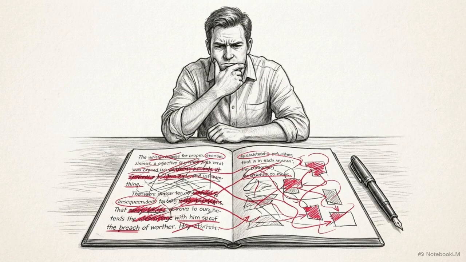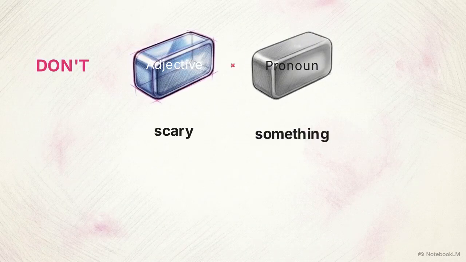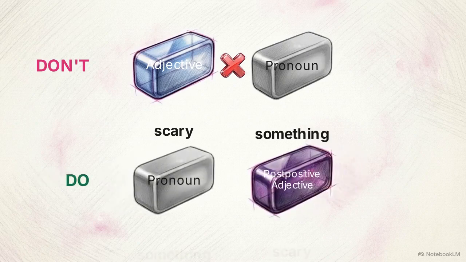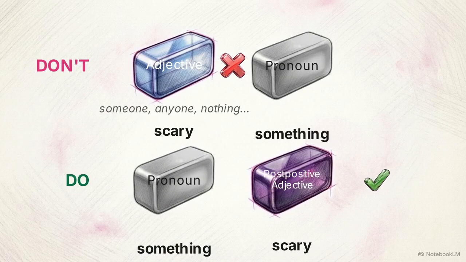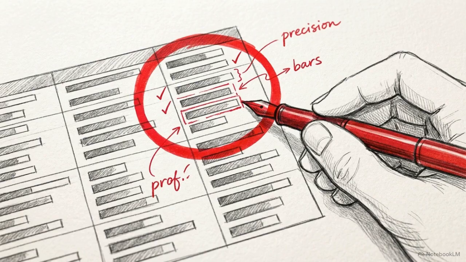Indefinite pronouns like something, someone, or anyone are a frequent source of errors in student writing. You must use post-positive placement for these pronouns. Writing a scary something is grammatically incorrect and will result in a lower score for grammatical range and accuracy. Applying these 3 placement rules correctly prevents the structural errors that often lead to automatic point deductions.